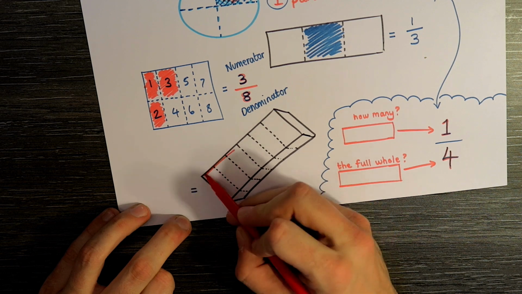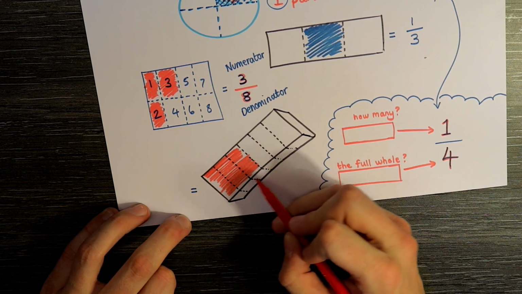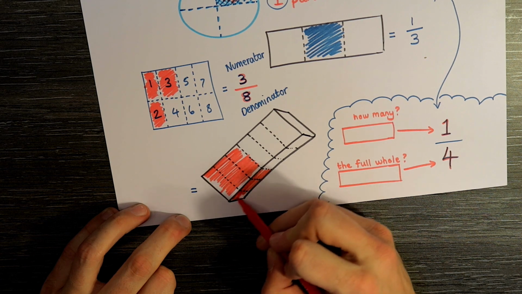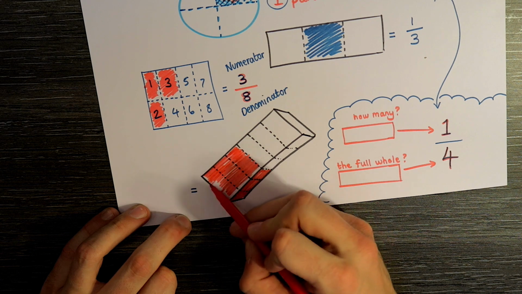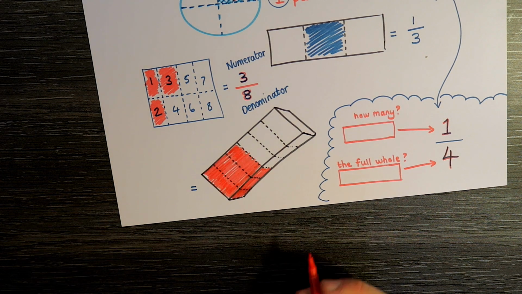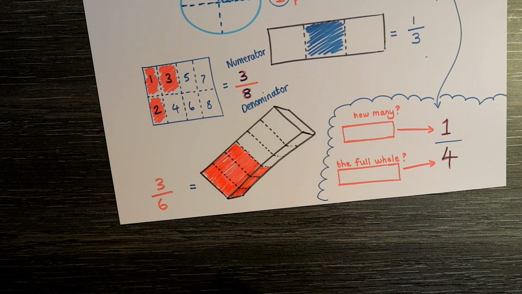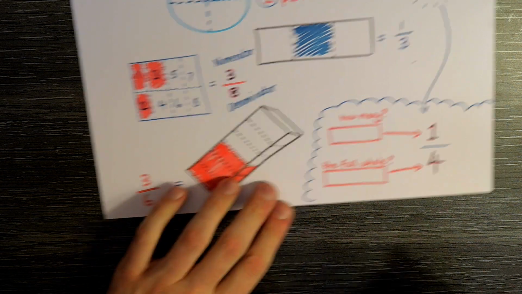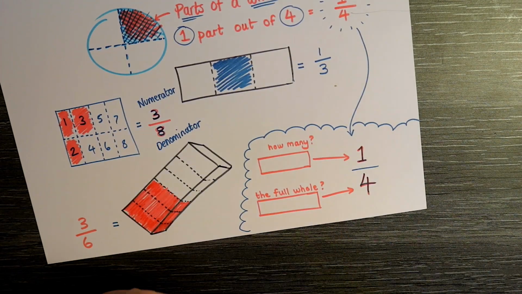If I color in 3 of them, then you should be able to tell me what the fraction is. Have a little think about it. And what's the fraction? It is 3/6.